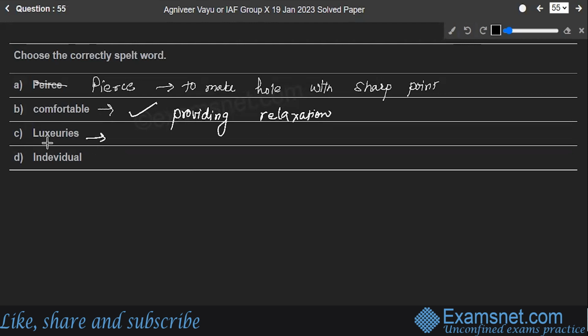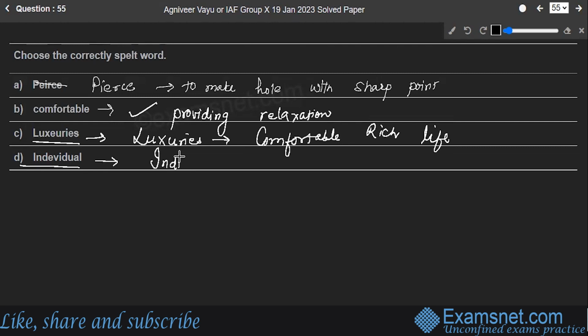Then you have the word luxurious. Spellings are, of course, wrong. The correct spelling is L-U-X-U-R-I-O-U-S. That means indulgence in and enjoyment of the rich, comfortable, something like that. Luxurious means a very comfortable, rich life, something like that.